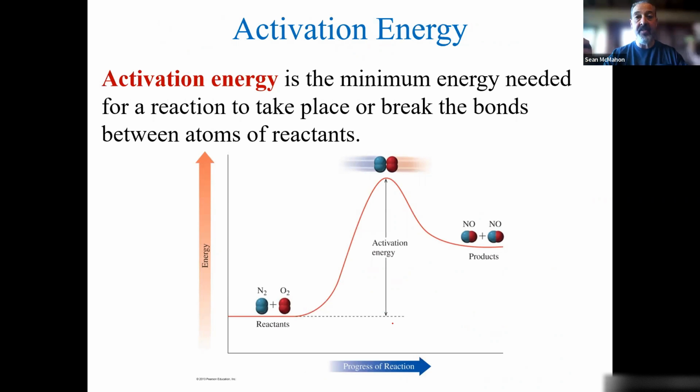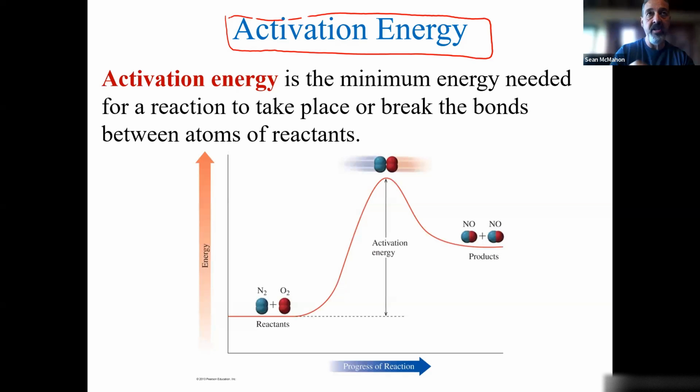This collision theory effective collision requirement is really referred to as activation energy. So activation energy is the minimum amount of energy required for a reaction to take place. And again, to reach this activation energy, I have to have the right orientation and enough kinetic energy to break bonds and form new ones. So here I have my reactants, here I have my products.